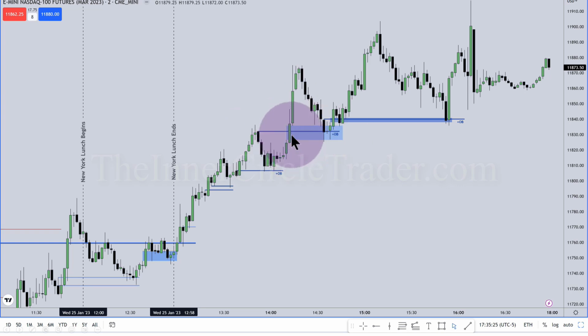We have an imbalance, yes. We have a potential order block here, but I'm not interested in that one. Why? Because the candle's body on this one goes lower than that one. There's rules, there's levels to all this, folks.